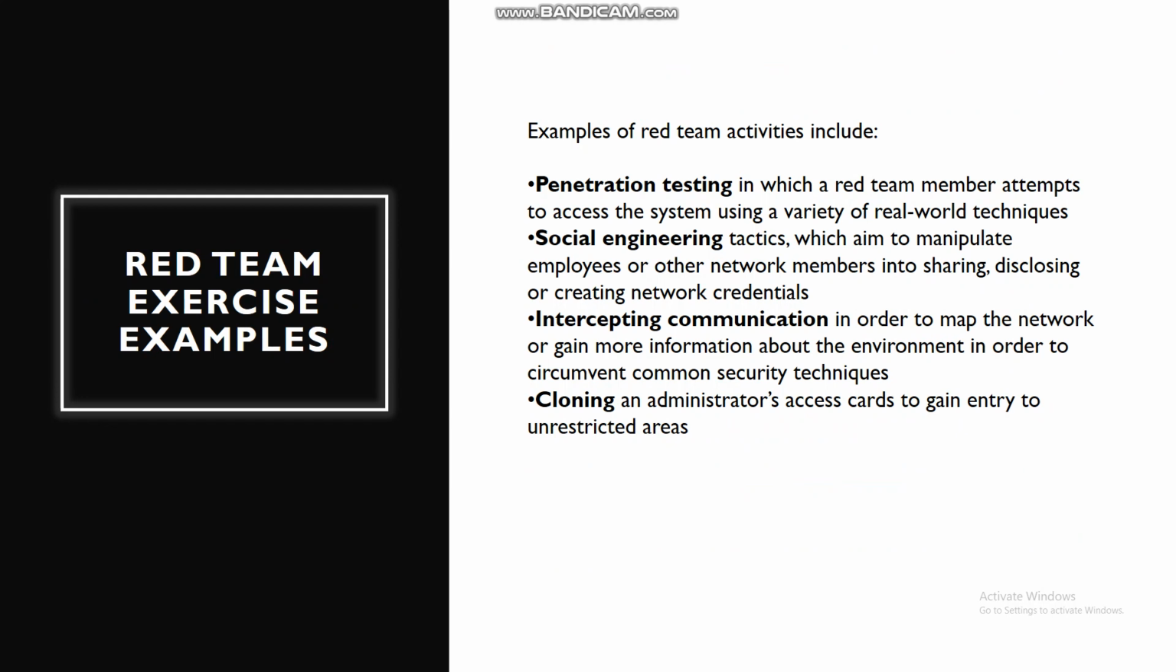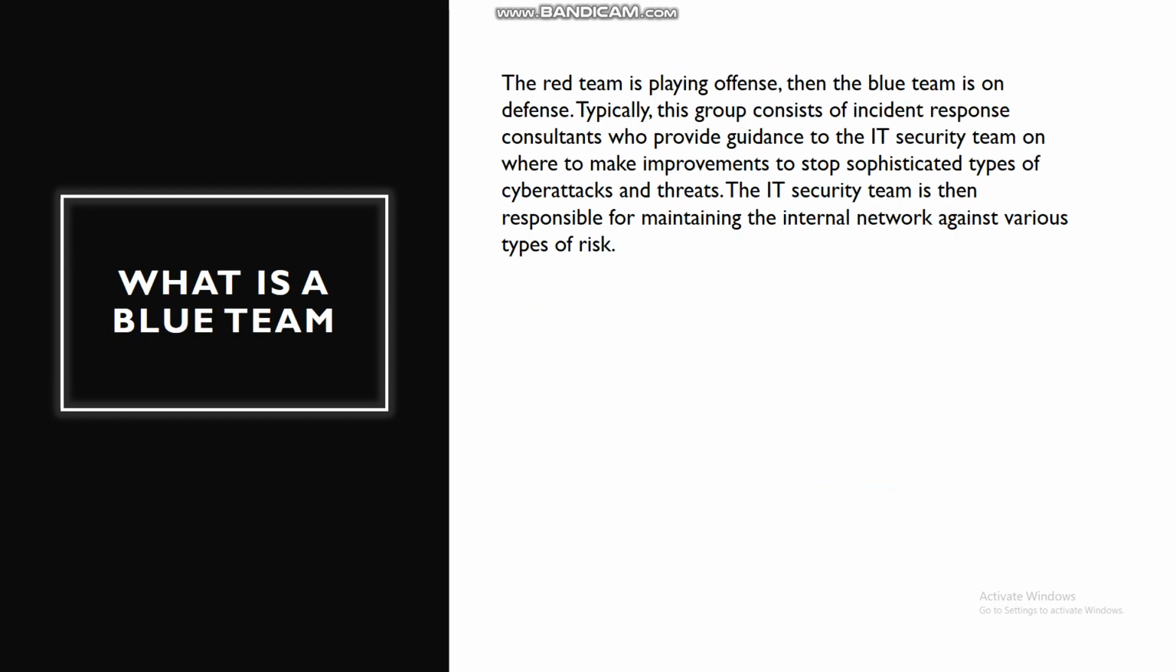Third is intercepting communication in order to map the network or gain more information about the environment in order to circumvent common security techniques. And the fourth is cloning an administrative access card to gain entry to unrestricted areas. Let's move to the next slide.